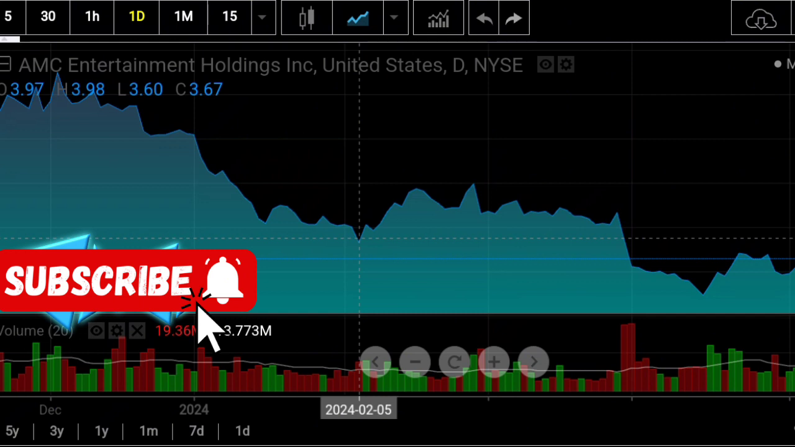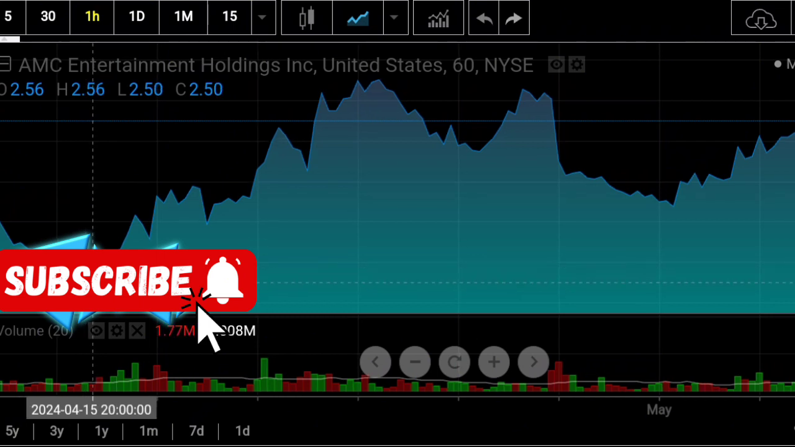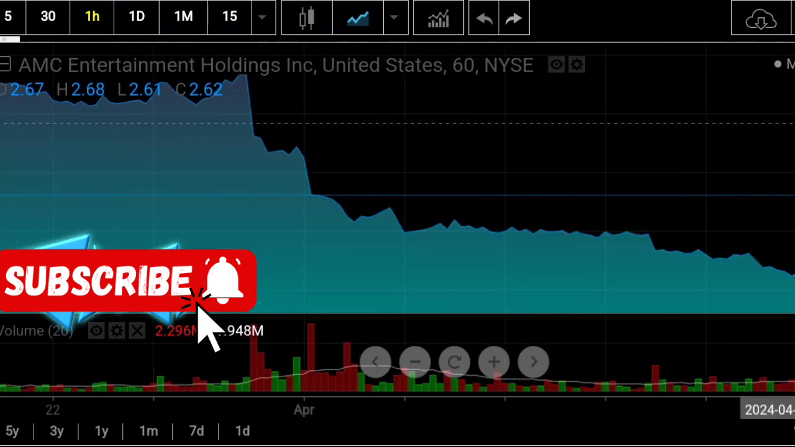Looking at the 1-hour range, you see that it appears to be bouncing back, from this price level of $2.48 to this point of $3, to this point of $3.90, $3.36. That's for the 1-hour range.